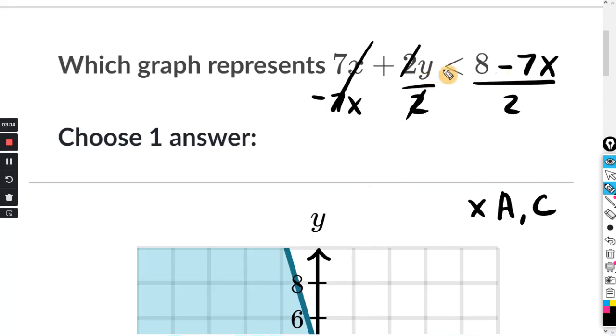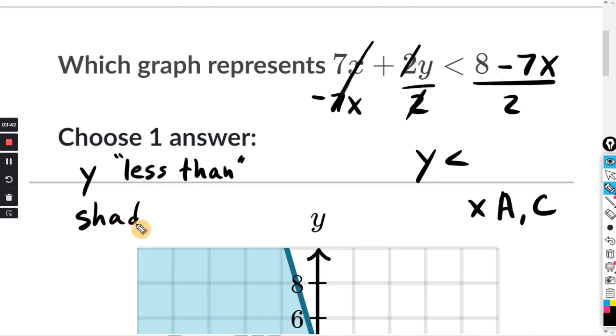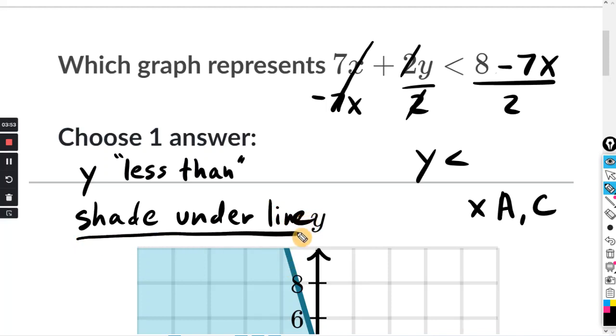Since y is less than, the arrow always points to the less than side, we need to shade everything under the line. Because the inequality is pointing towards y, you want to shade under the line. So this is what we're looking to do, shade under the line.